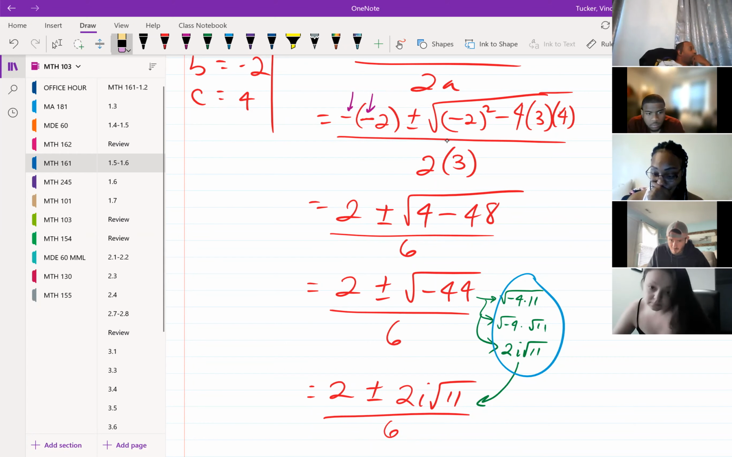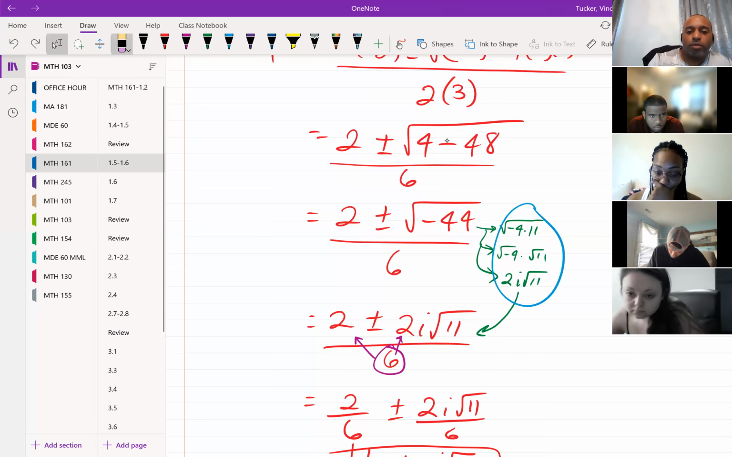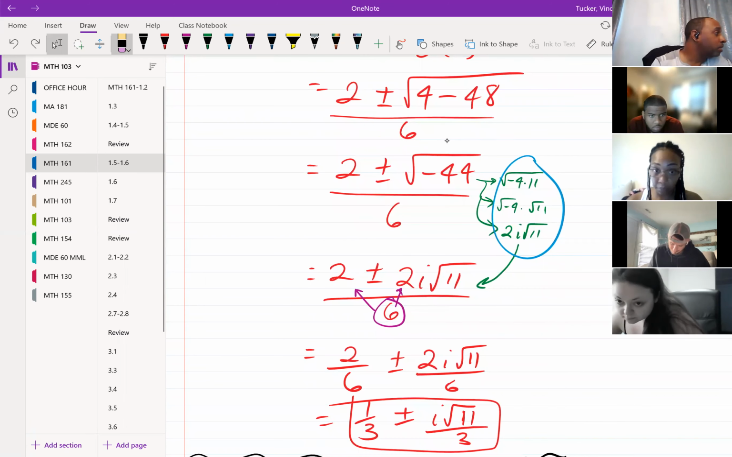So now we have 2 plus or minus 2i square root of 11 over 6. We can reduce this, and also we recognize since it's real and imaginary parts, we need to break it up. Take that 6 into both pieces. That'll be 2 over 6 plus or minus 2i square root of 11 over 6. And that reduces to 1/3 plus or minus i square root of 11 over 3.